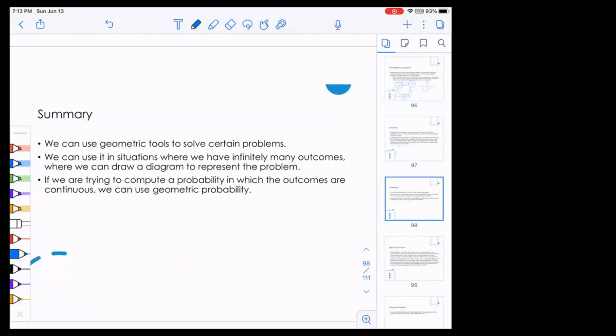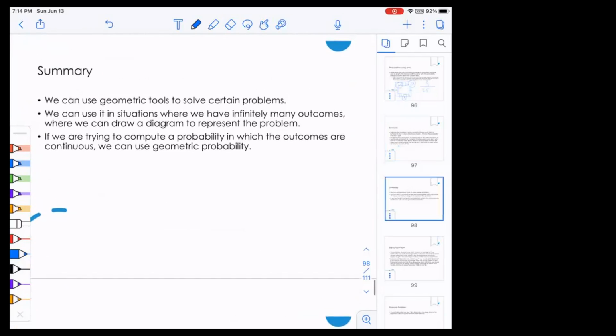So the summary of this and the probability with the lines is we can use geometric tools to solve certain problems. We can use it in situations where we have infinitely many outcomes, where we can draw a diagram to represent the problem. So you have infinitely many times. You can't just count a certain amount of times. And if we are trying to compute a probability where the outcomes are continuous, like infinite. Yeah, I didn't write 11, I wrote 12. These are infinite possibilities, so it's probably better if you draw it out, but there would be other ways, but they would probably take more effort.